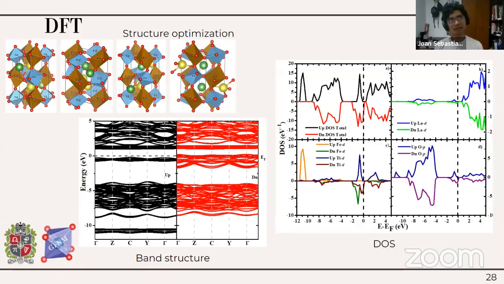To see the stability of our sample, we changed the positions of both the calcium and the lanthanum on the cation position, and found that the structure that had the least energy was the first that you can see at the top left. From this structure, we found that the material behaved a little bit like an antiferromagnet.